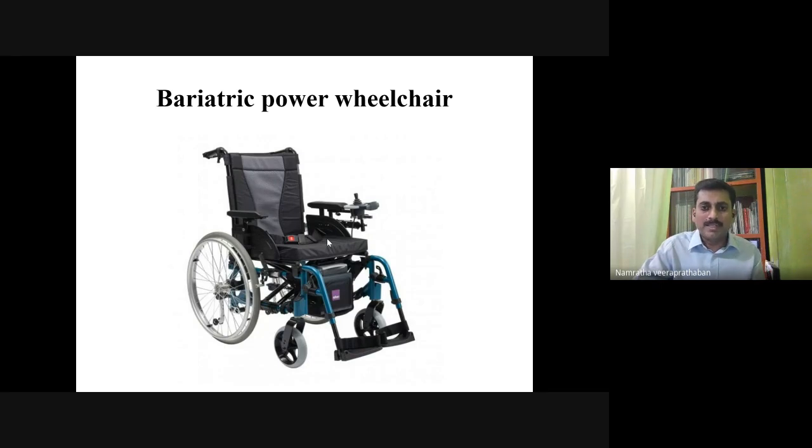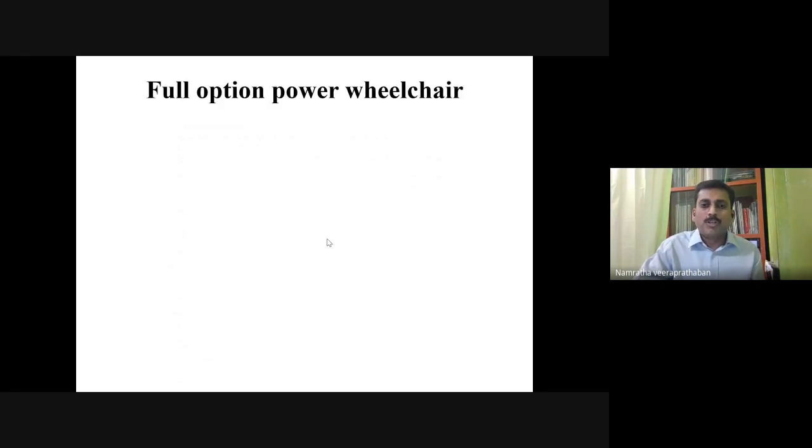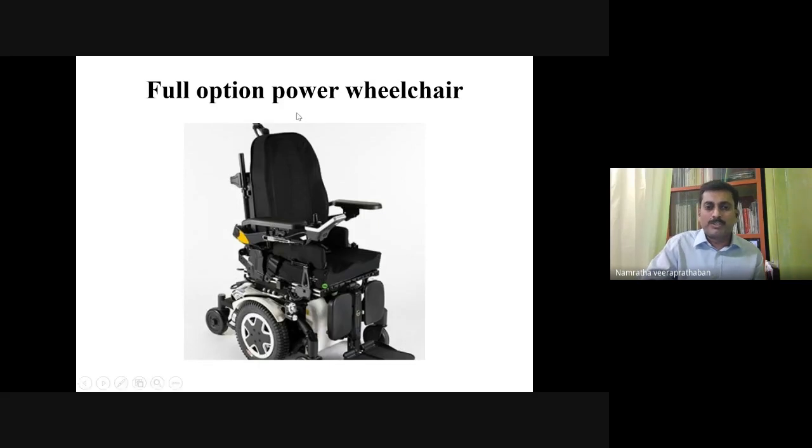So this is the model of the bariatric power wheelchair and full option power wheelchair. This is a full option power wheelchair, which means with the single joystick control, the patient can control everything. For example, the chair can be tilted. It is called power tilt, and it can power recline, power elevating hangers, and it can lift the chair. So it has 4 options: power tilt, power recline, power elevating, power lift. Along with that, he can drive the chair as well. I have a beautiful video for demonstration so that you will understand in the upcoming slides. It is called a full option power wheelchair.